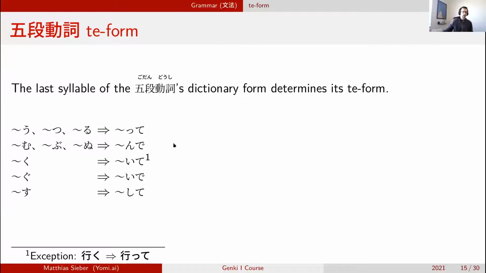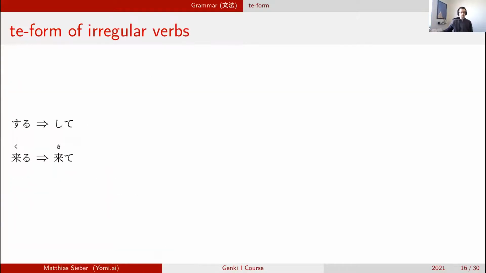And the list of how to conjugate them is also in your textbook on page 150. And then, of course, we have our irregular verbs. We have suru and kuru, right? Suru becomes shite, and kuru becomes kite. And those are all of the rules.